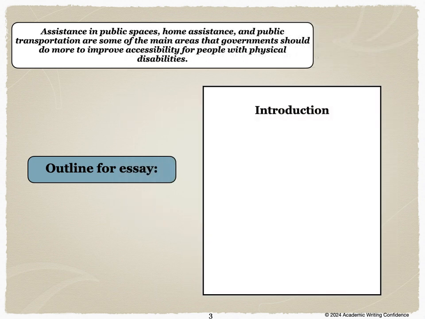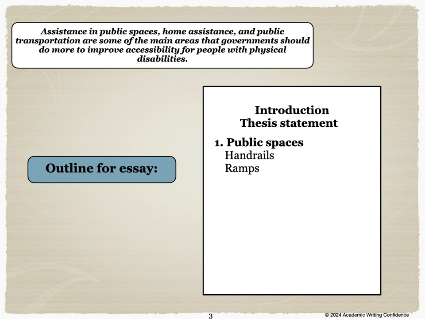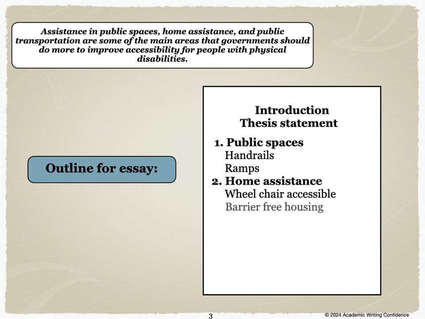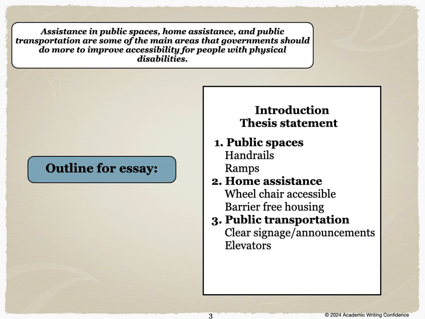Now that you have your main outline, you will want to add a few more details to help you write your essay. For your first topic about public spaces, you might write about the need for handrails and ramps. For the topic of home assistance, you might write about wheelchair-accessible homes as well as barrier-free housing. For your third topic of public transportation, you could write about the need for clearer signage or announcements, as well as elevators. And then, of course, your conclusion paragraph.